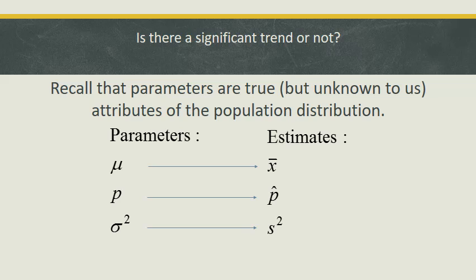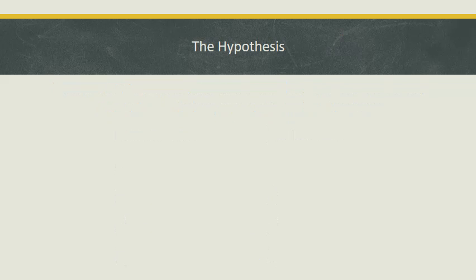And now we're going to add a new parameter, the Greek letter beta 1, or the population slope coefficient. And this parameter is estimated by the slope coefficient of the best fit line. The hypothesis for regression is all about the slope coefficient. This will determine whether or not there actually is a relationship between x and y.